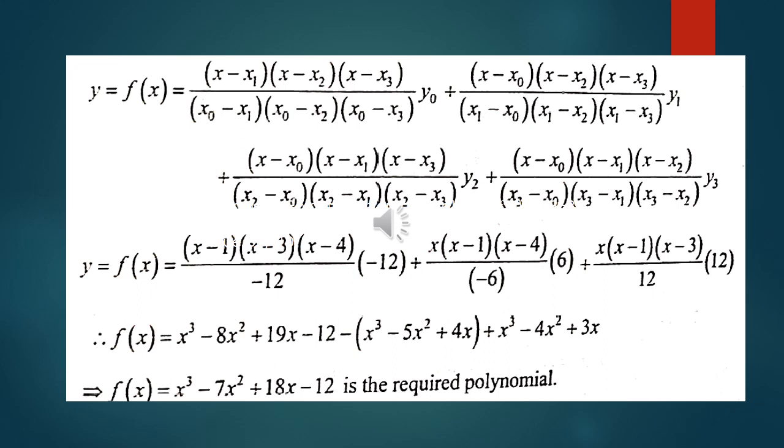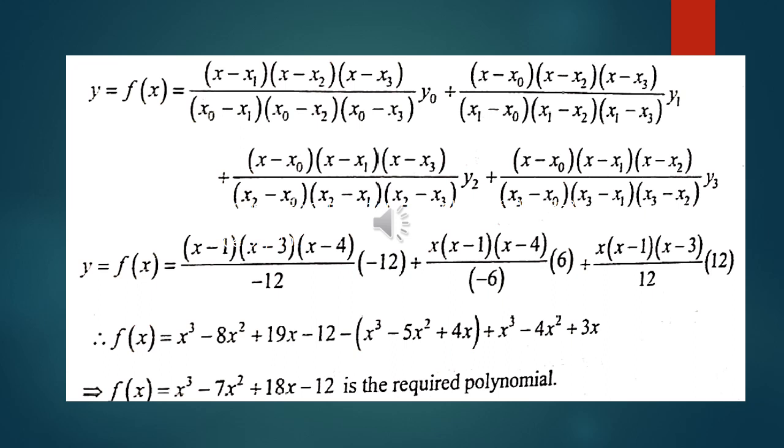That is y is equal to x minus 1 into x minus 3 into x minus 4 by minus 12 into minus 12. In the second term, one factor is 0, therefore we can neglect it. Then x into x minus 1 into x minus 4 by minus 6 into 6 plus x into x minus 1 into x minus 3 by 12 into 12. Rearranging and calculating these values, we get the polynomial f of x equals x raised to 3 minus 7x square plus 18x minus 12, which is the required polynomial.